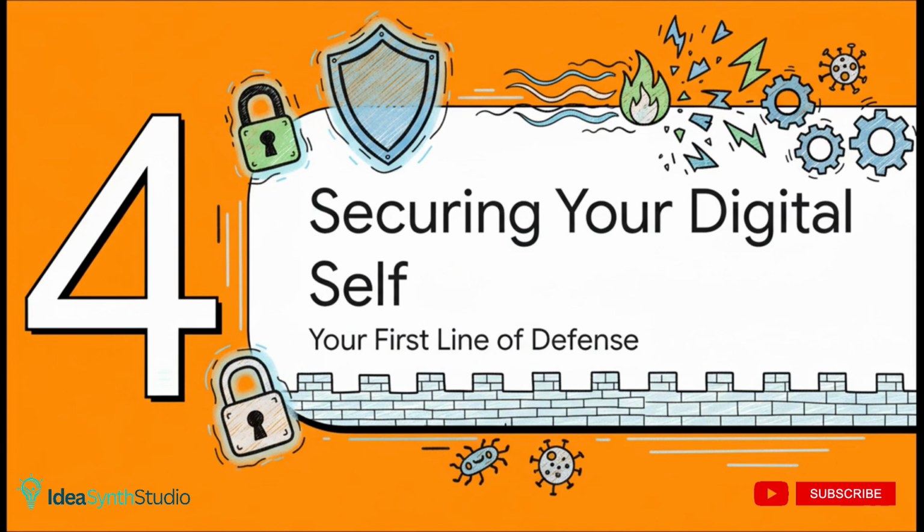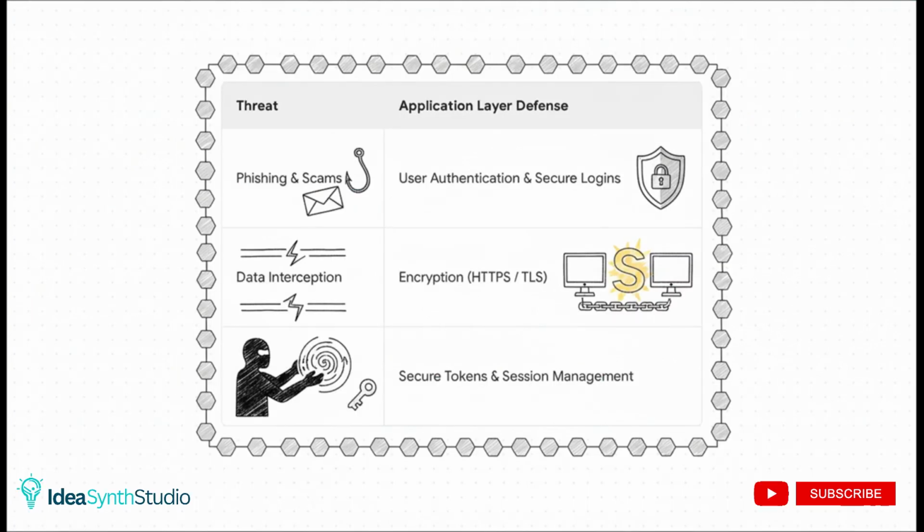Now, because all this communication is handling our sensitive data, security is just paramount. And this brings us to one of the most critical jobs of the application layer. It is your first and most important line of defense against a whole ton of digital threats out there. And this table just illustrates that connection perfectly. You worried about phishing scams? The application layer handles secure user logins to make sure it's actually you. Concerned about somebody snooping on your data as it travels across the web? That is exactly what HTTPS encryption is there for. It's this constant battle, and this layer is right there on the front lines, protecting your digital life.